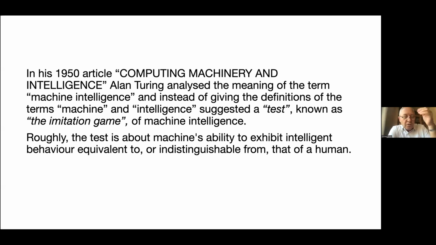There are two rooms. In one room, there is some machine, which may be anything. And in the other room, there is a human. On top of that, there is a human judge. Questions are being asked to both rooms, and the judge doesn't know where the computer is and where the human is. If the judge, looking only at the answers, cannot decide in which room is the computer and in which room is the human, this means that the computer passed the test, passed its imitation game.